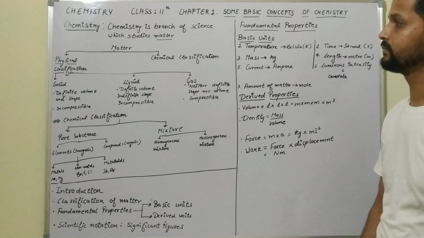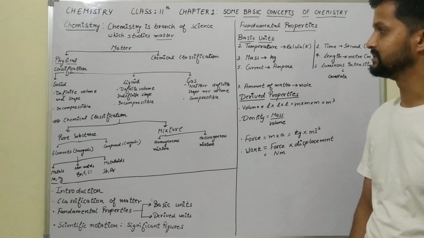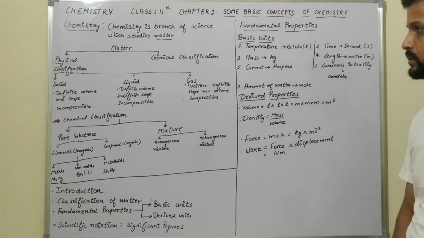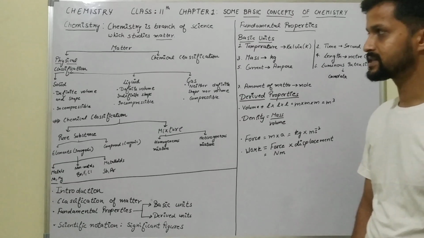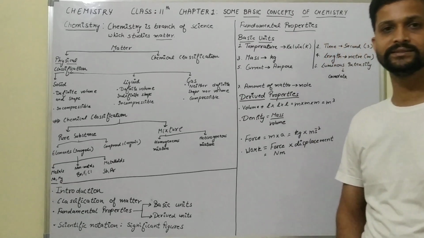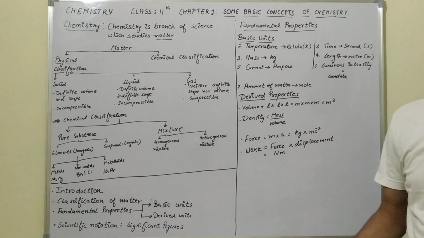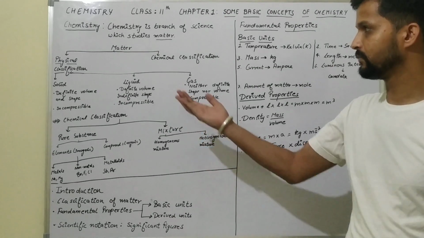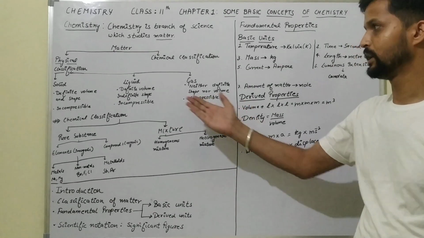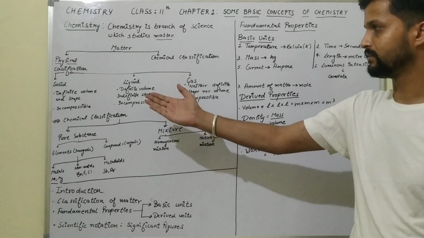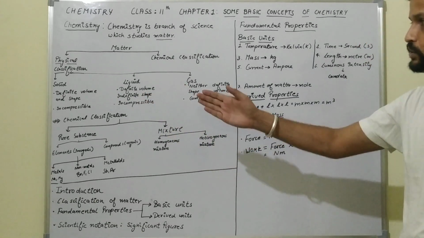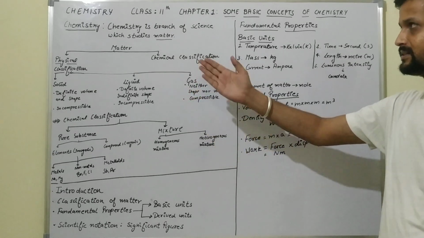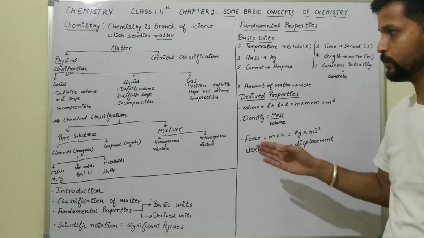Clear? So here we have the classification of matter, that is physical classification and chemical classification. Whenever you hear physical and chemical, understand its meaning. Physical means the properties or units which you can observe physically. Clear? Like the physical classification: solid, liquid and gas. What is the property of solid? Definite volume and definite shape. Like this board, it has a definite shape and definite volume.